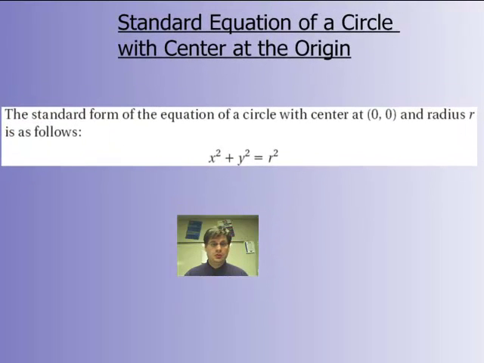So we're going to talk about a circle, and the standard equation of a circle with the center at the origin is simply x squared plus y squared equals r squared. So if that center is right there at the origin, it's simply that, where r stands for the radius. Okay, and each point on the circle is equidistant from the center, hence the definition of a circle.